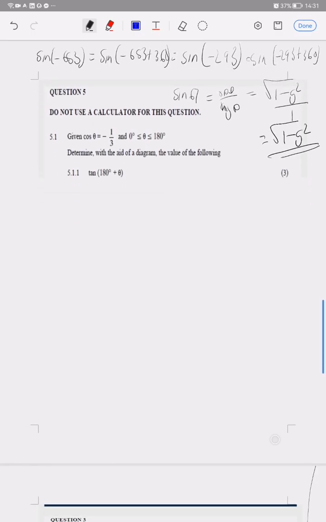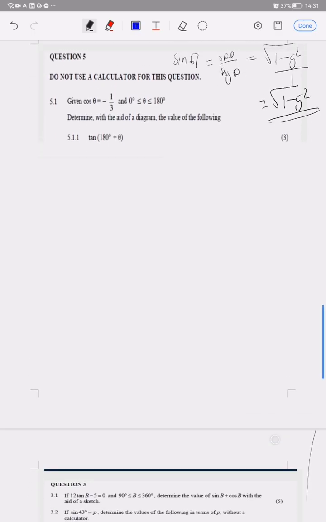What are we dealing with here? Okay, we are dealing with a Cartesian plane problem, right? So what do we do in a Cartesian plane problem? Let's see. We are given cos of 1 over 3.